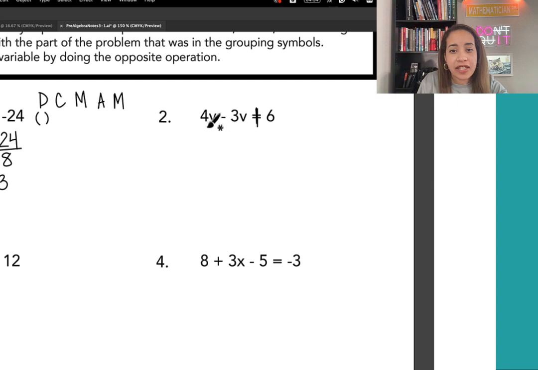Looking at the left side, I do see two pieces that look alike. I have 4v minus 3v. Thinking through that, 4 minus 3 just gives me 1. So it's like an invisible 1, v, is equal to 6. This problem is actually all done. Our goal is just to get the variable all by itself on one side and a number on the other. So v equals 6 is my final answer for number 2.